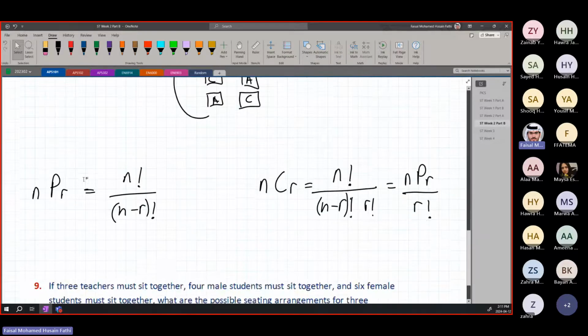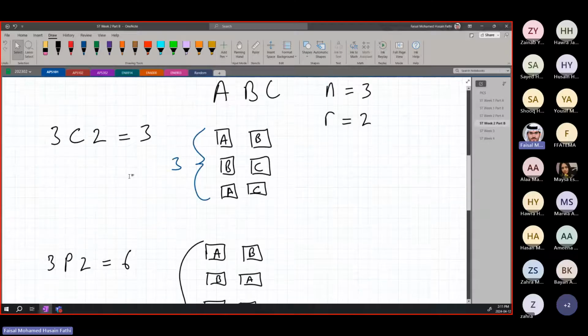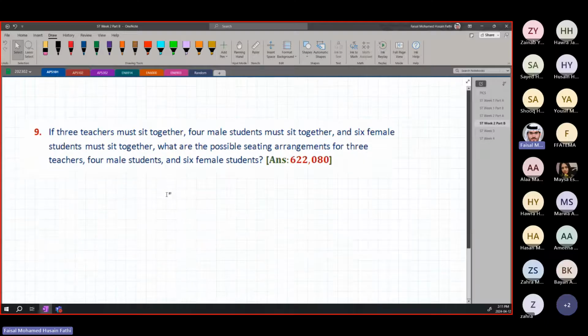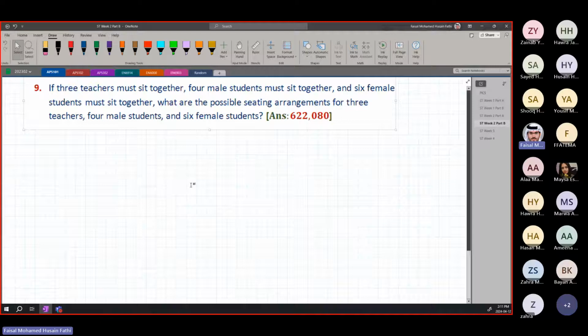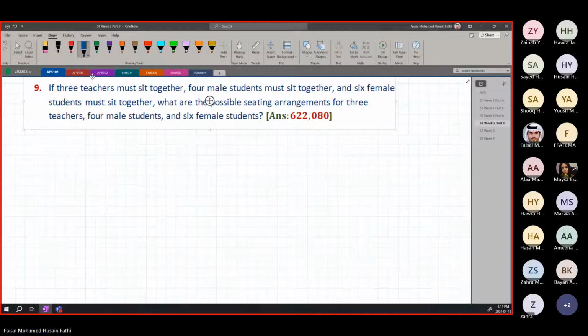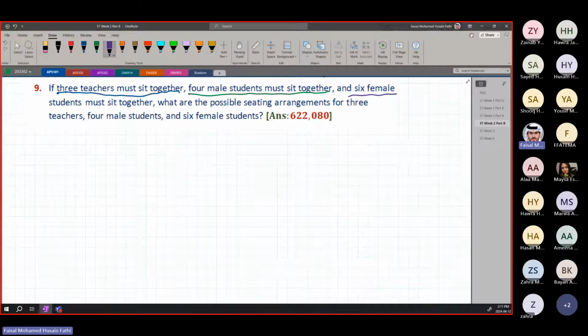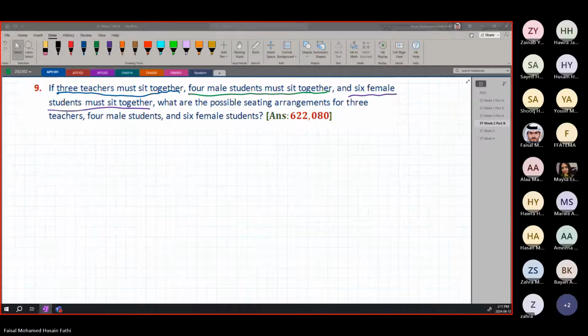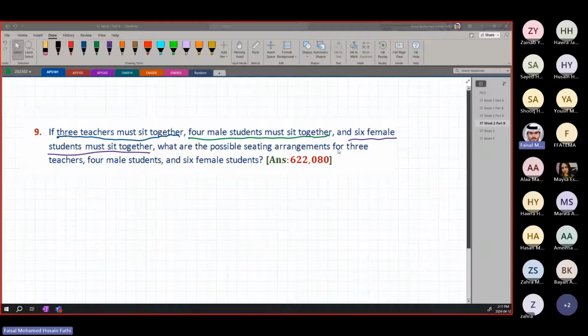Since you already have access to the calculator in the exam, just make sure you know how to use it. They're the multiplication sign and the division sign when you use shift with them on your calculator. So let's look at this example again. It says we have 3 teachers that must sit together. We have 4 male students that must sit together, and we have 6 female students that must sit together. So what are the possible seating arrangements for 3 teachers, 4 male students, and 6 female students?